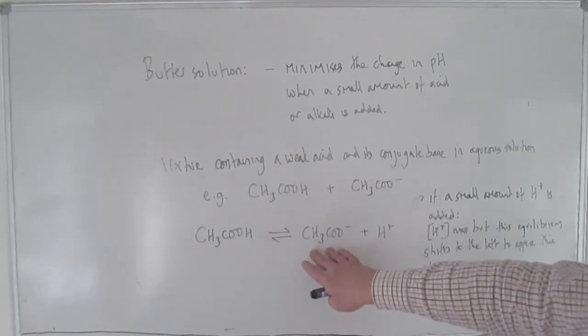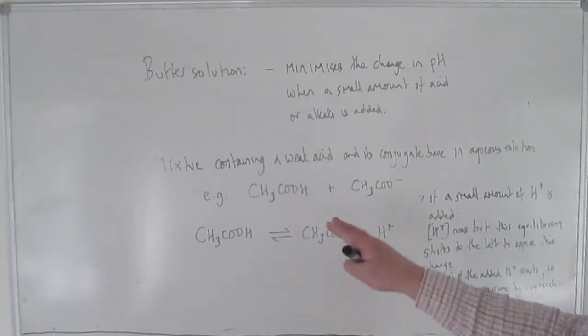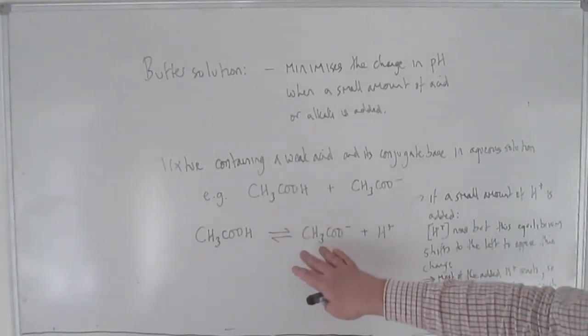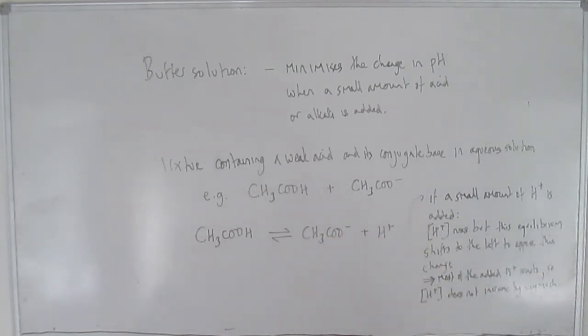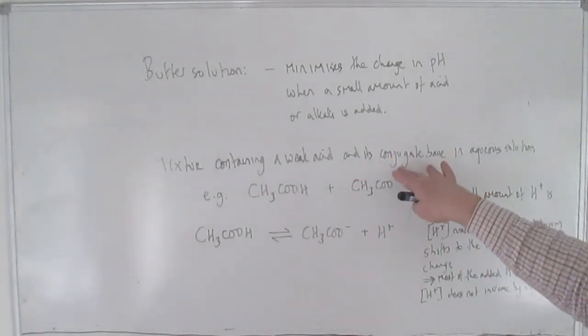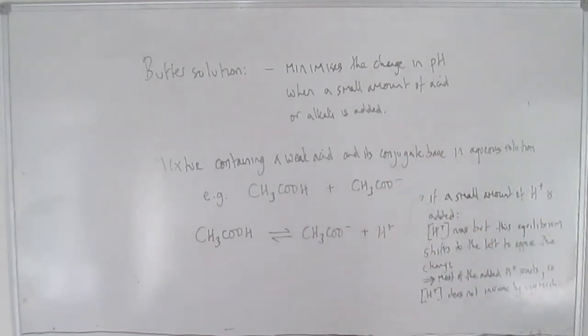So that means that there isn't actually very much of this around. So when you add extra acid, if you just had ethanoic acid on its own, the small amount of ethanoic acid that was there would do its stuff and try and mop up the added acid, but there's so little of it that it couldn't really make much difference. So you need the added conjugate base so that you've got enough of this to mop up lots of added acid.